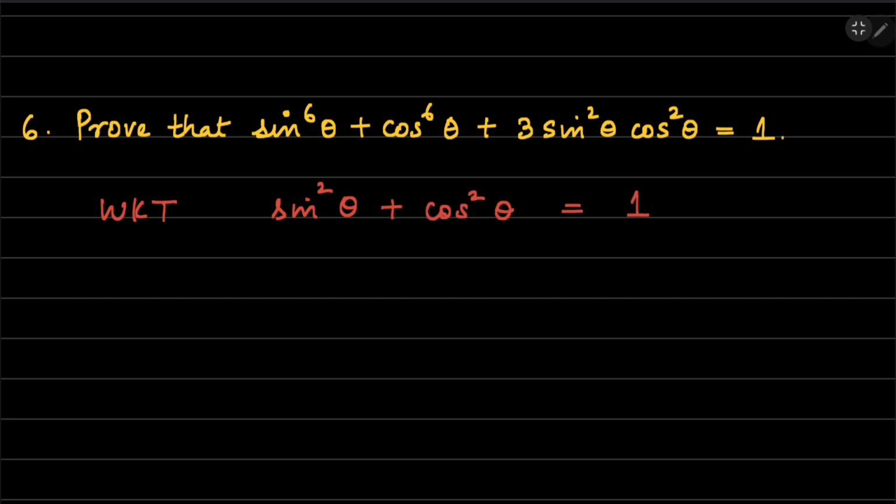Now, this is the only identity that we know of sine and cos. Now, what should I do to sine square and cos square in order to get sine to the power 6 theta is what you have to think. So, you have to take cube on both the sides. Okay, taking cube on both sides.